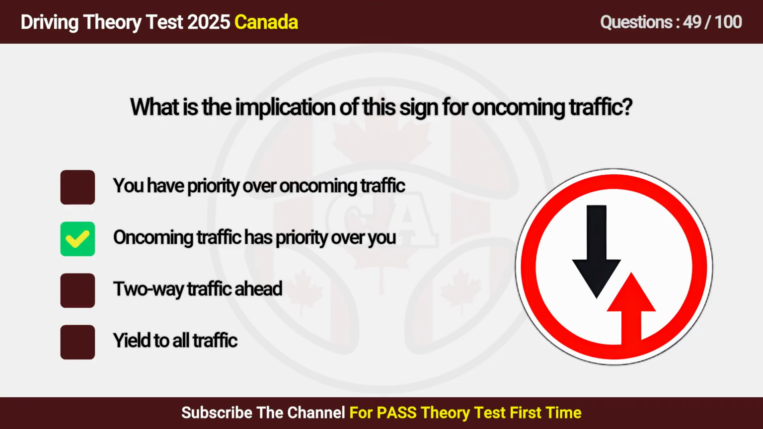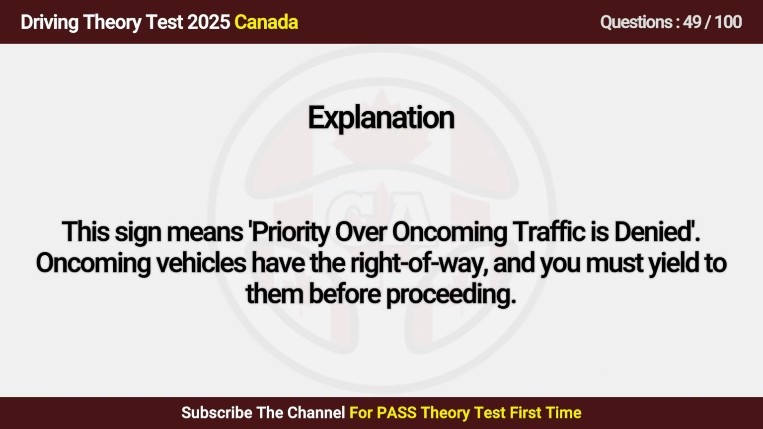Answer is B. Oncoming traffic has priority over you. This sign means oncoming vehicles have the priority, and you must yield to them before proceeding.